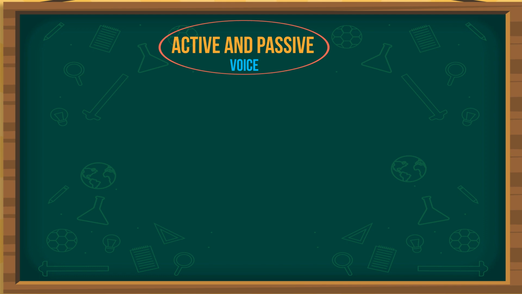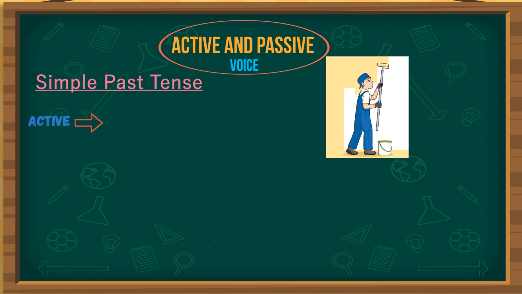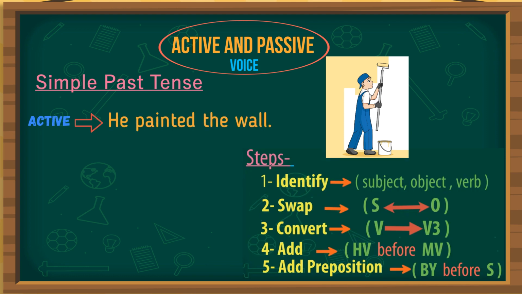Now let's take an example in simple past tense and see how to change it into the passive voice. Active voice sentence: he painted the wall. Firstly, we identify the subject, object and verb. He is the subject, painted is the verb and the wall is the object. Next, we swap the subject with the object. The wall comes to the beginning and he transforms into him at the end.